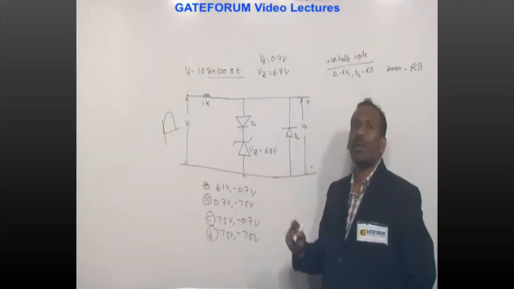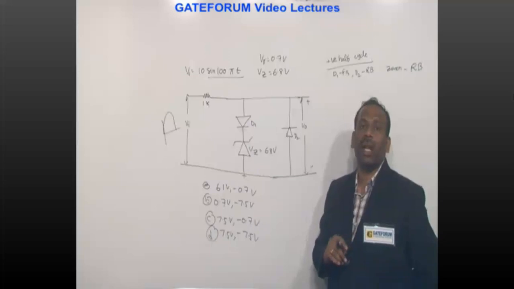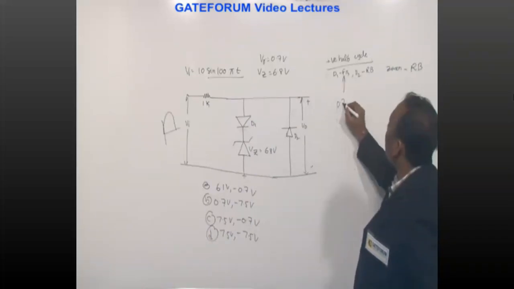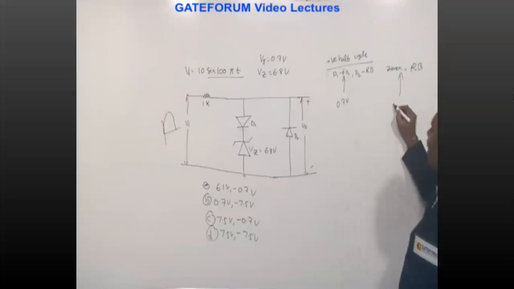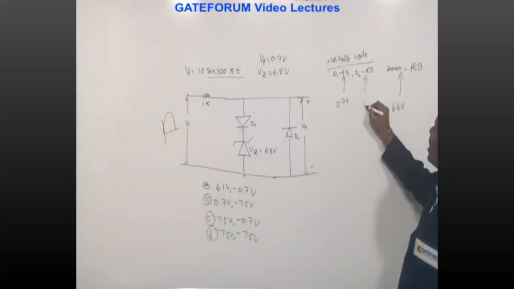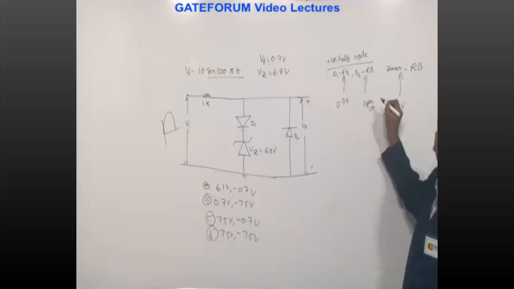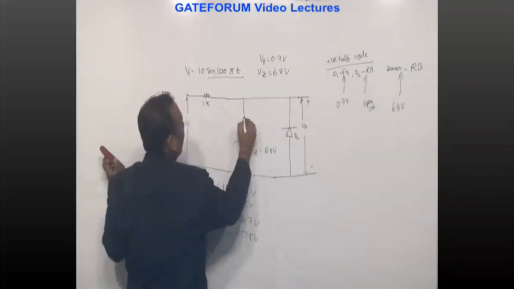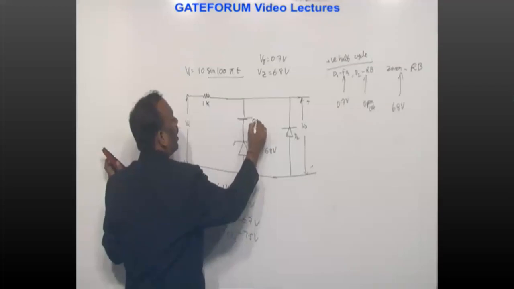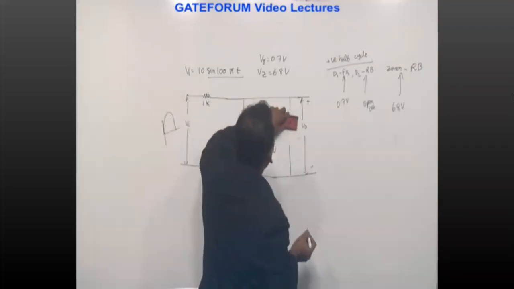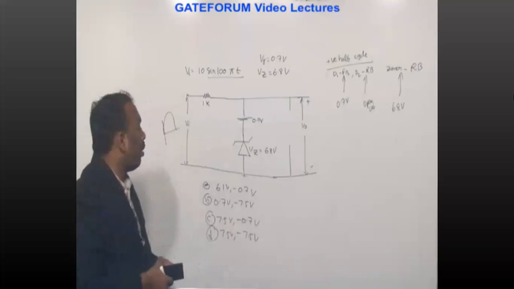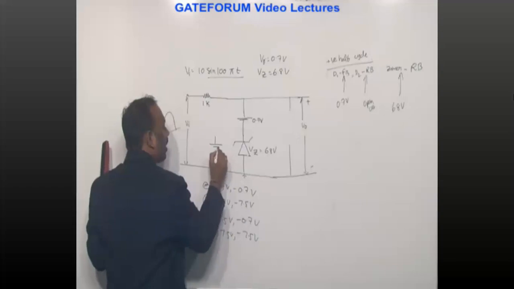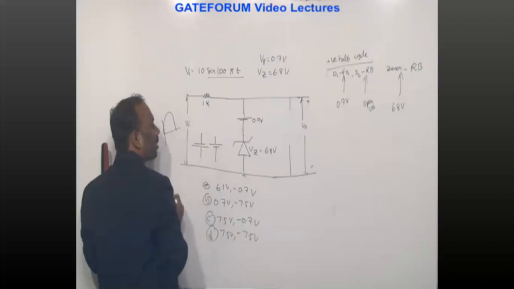Assuming that the Zener diode is operated in the breakdown region, D1 is replaced by a 0.7 volt source, the Zener is replaced by 6.8 volts, and D2 is replaced by an open circuit. What about this diode? It is replaced by a constant voltage source. Whether it is like this or like this.